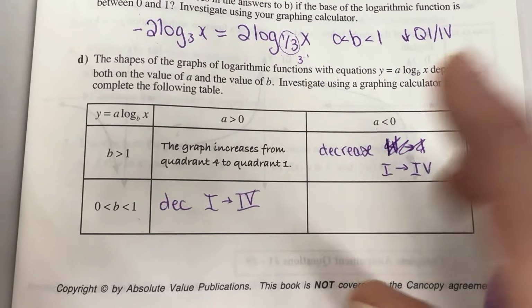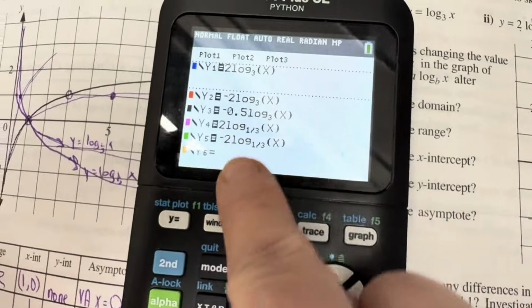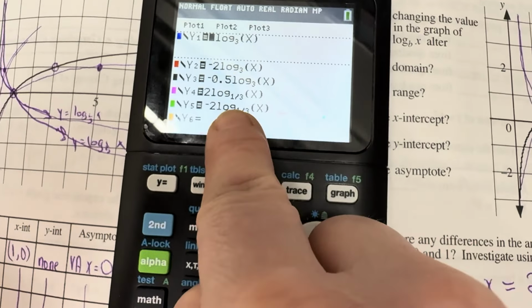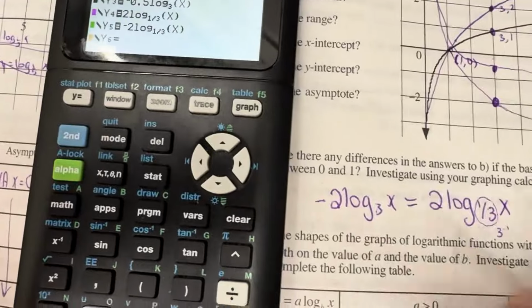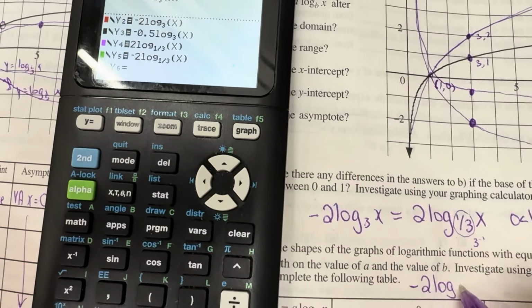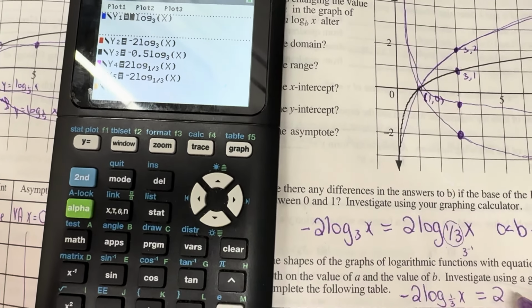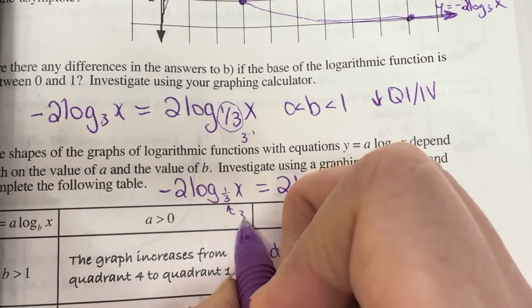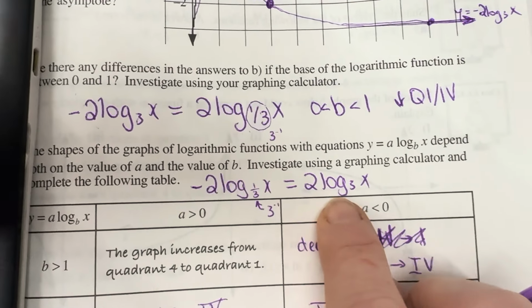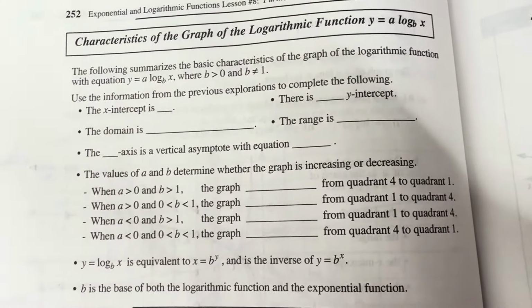Let's look at those again. My blue and my green are the same, and there's that negative again. So I'm going to write it down here. The -2 log of 1/3 x is equivalent to just 2 log 3x. It's because these two negatives, like this is 3 to the -1, and -1 times -1 is a positive. So, fun things with symmetry and relations.